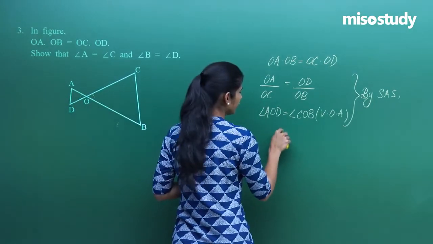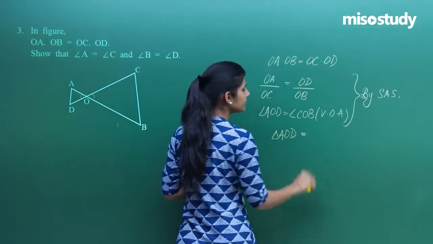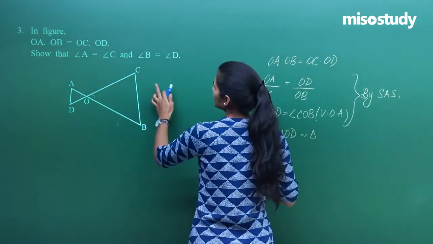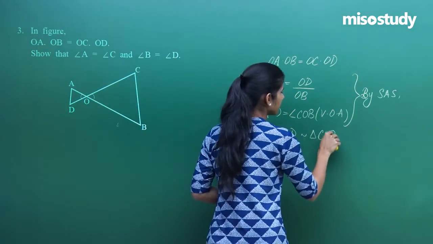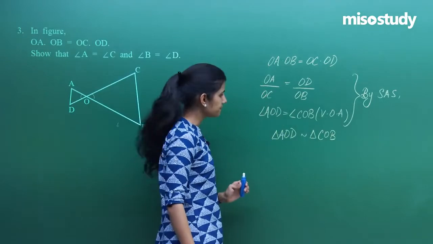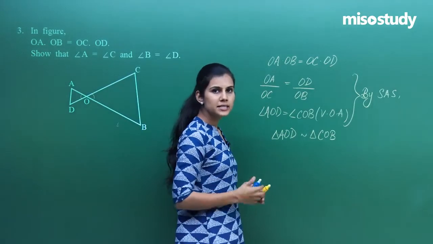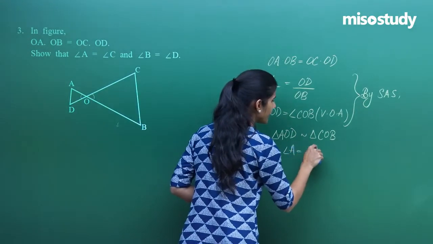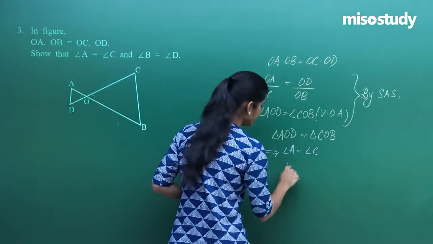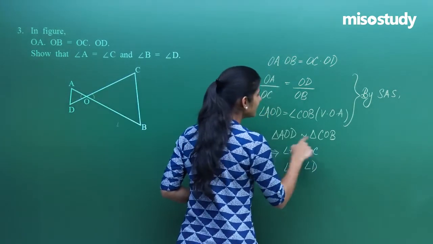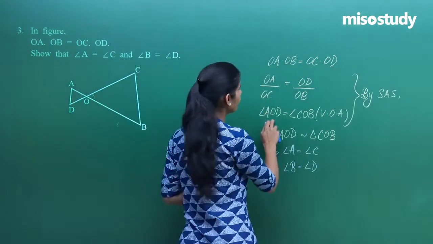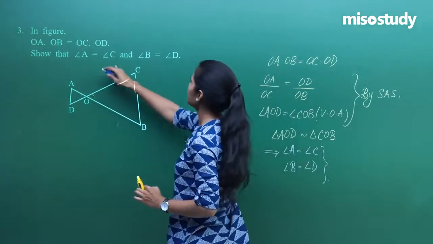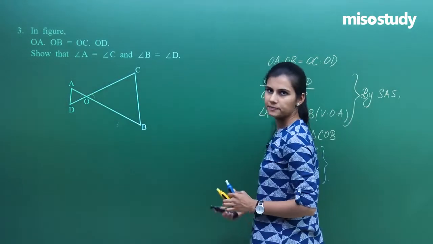Triangle AOD is similar to triangle COB. The fact that these two triangles are similar means that their corresponding angles are equal and corresponding sides are proportional. So this gives me angle A is equal to angle C, angle B is equal to angle D, and the angle at O in both these triangles is the same, which I already know because they are vertically opposite angles. So I have got what I wanted. I have got angle A equal to angle C and angle B is the same as angle D.